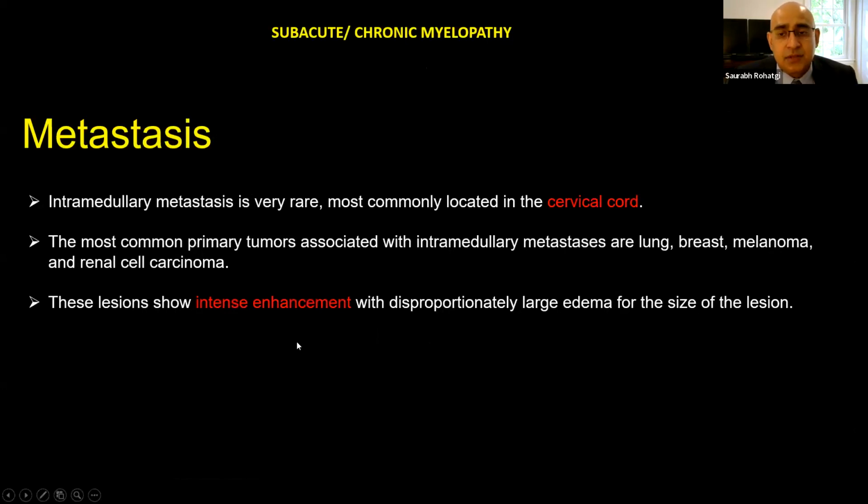Metastasis is extremely rare, but most commonly, if seen, is seen in the cervical cord. The most common tumors associated are lung, breast, melanoma, and renal carcinomas. They show intense enhancement and large edema, as you see in the brain.